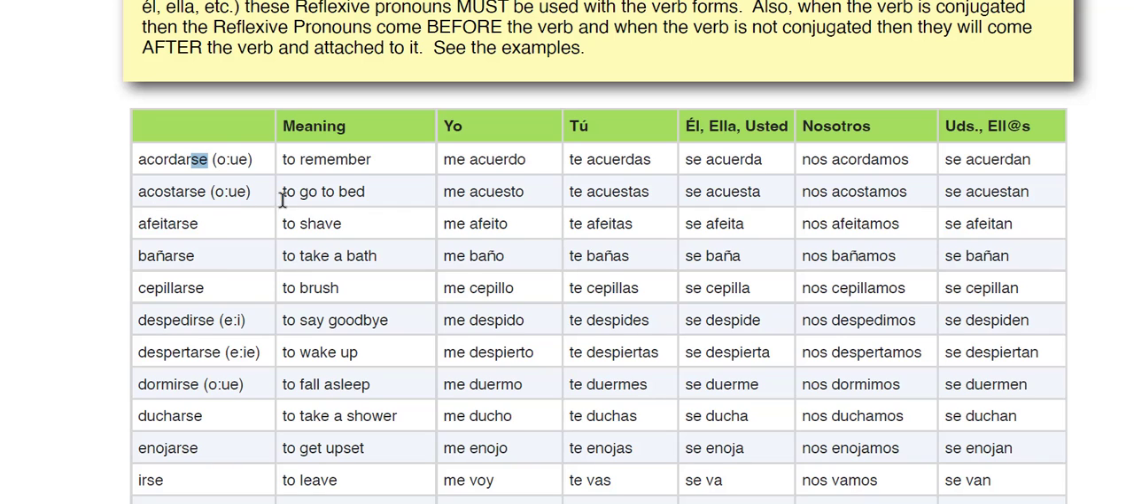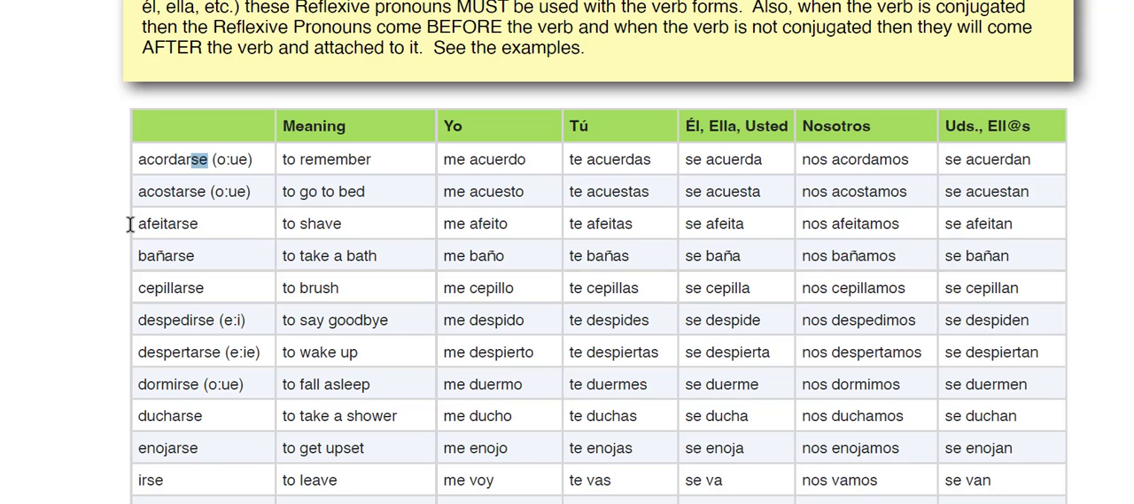Acostarse is to go to bed. Me acuesto. Me acuesto a las 10 de la noche. So I go to bed at 10 o'clock. ¿A qué hora te acuestas tú? At what hour do you go to bed? You could answer that by saying me acuesto and then the time. ¿Se acuesta? Él or ella, he or she goes to bed. Nos acostamos. You get the idea.